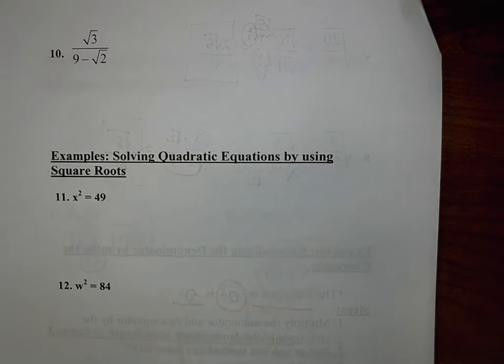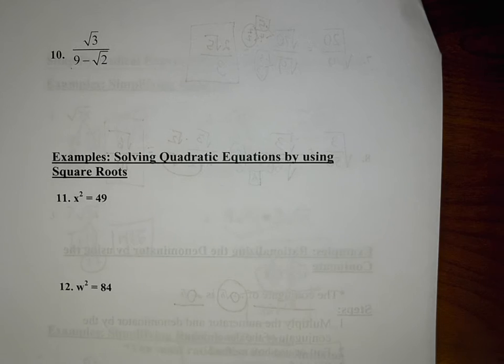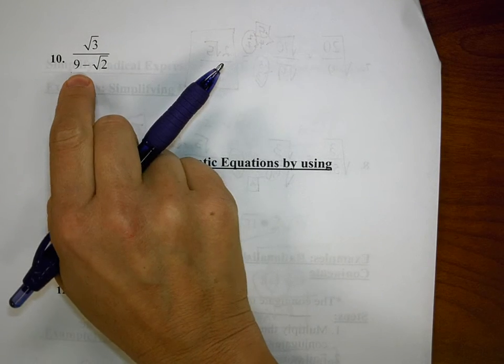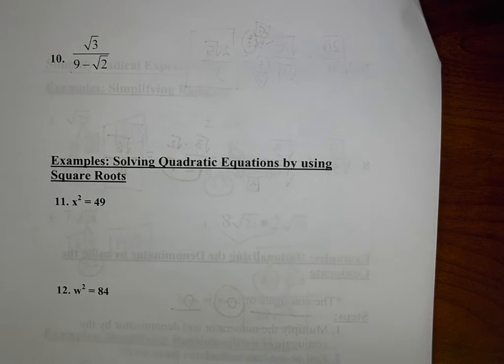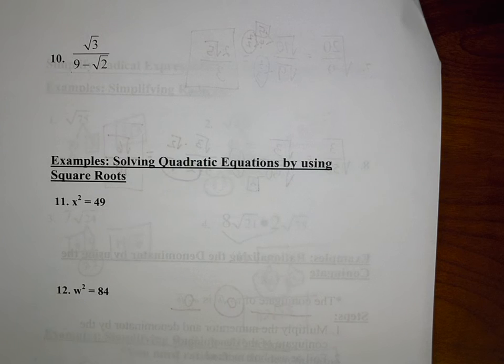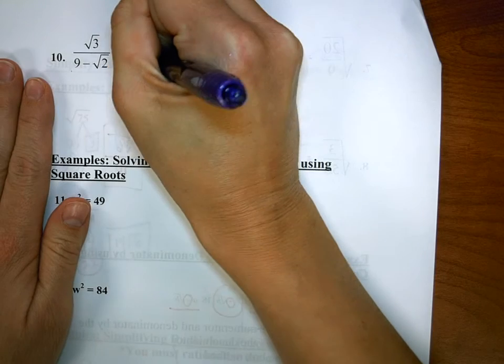Okay, so we're continuing on here with example 10. Again, we have to get rid of the root in the bottom, but whenever there is a plus or minus, the only way to do it is by multiplying by the opposite, which is called the conjugate. So what is the conjugate on this problem? Very good. 9 plus root 2.